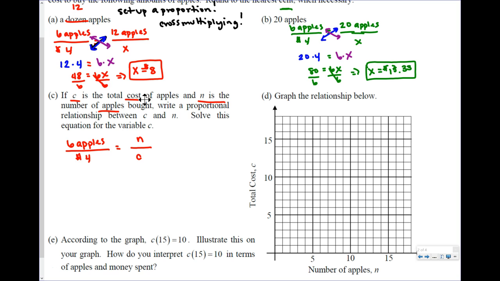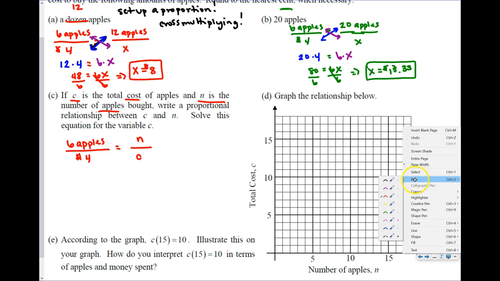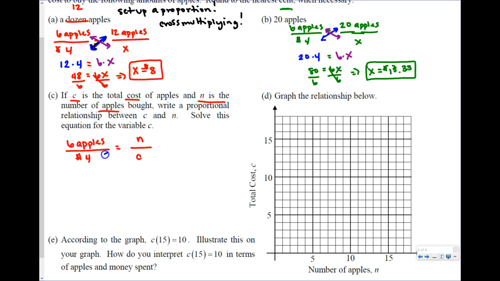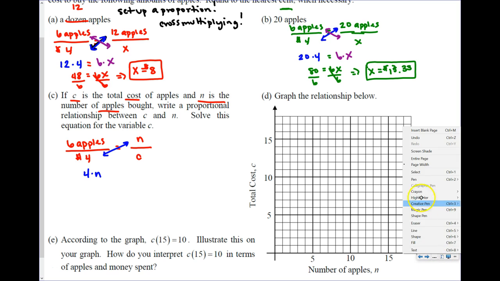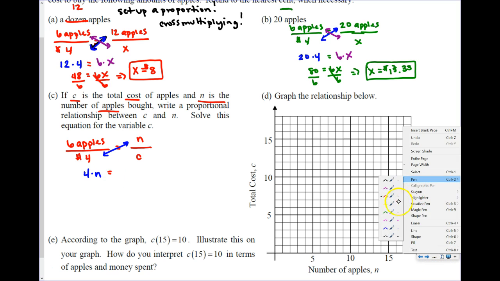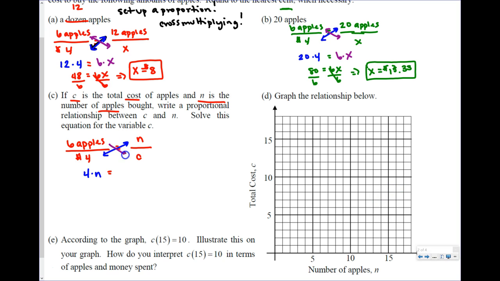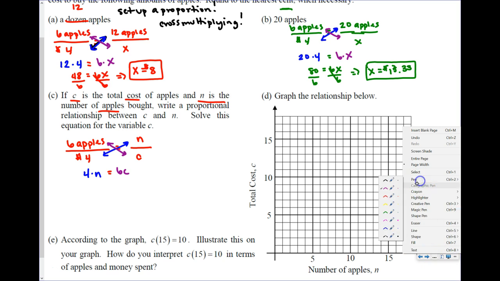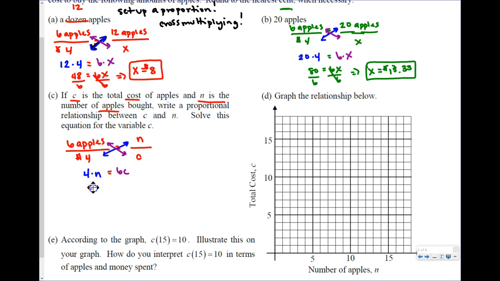Now I've set up this relationship, and just like before where I cross multiplied, I'm going to do the same thing again, except I've just got letters now instead of numbers. 4 times N is going to equal 6 times C. I'm cross multiplying. And now I'm going to simplify. 4 times N is 4N, and 6 times C is 6C. This doesn't really help me. 4N equals 6C. I've got 2 variables.